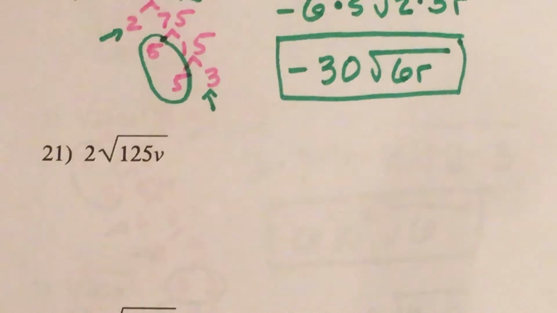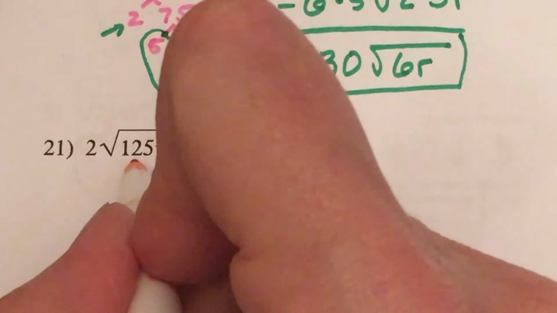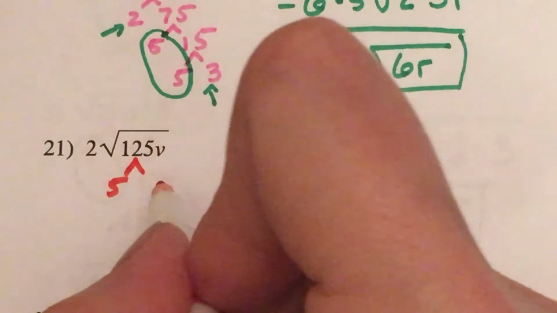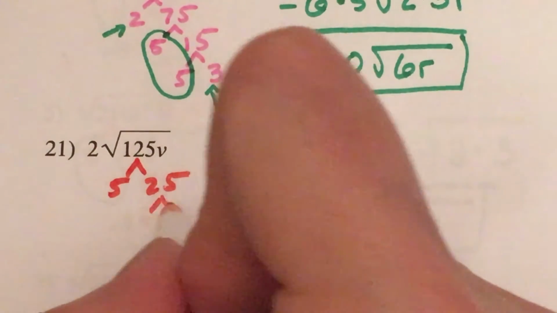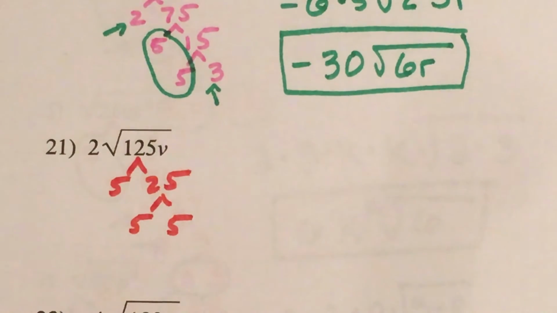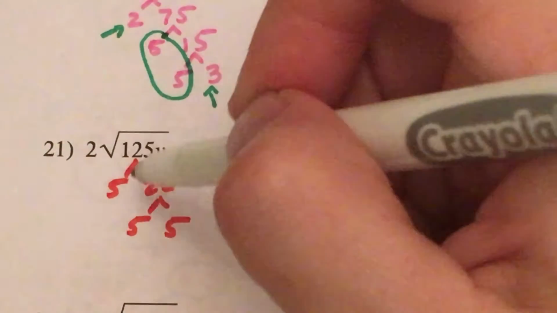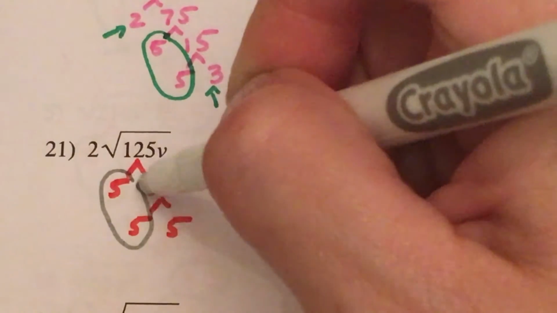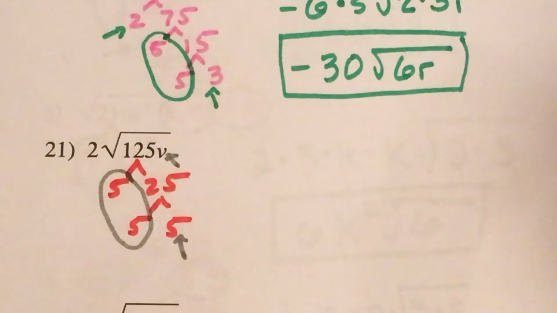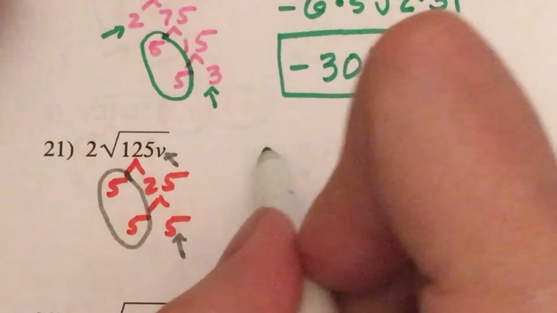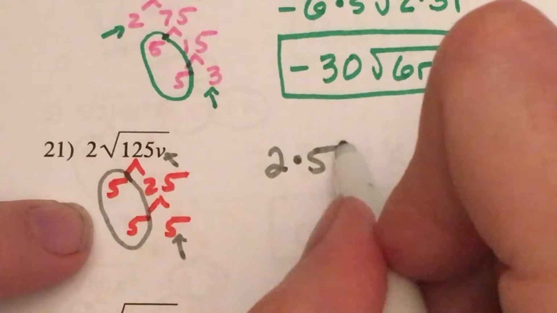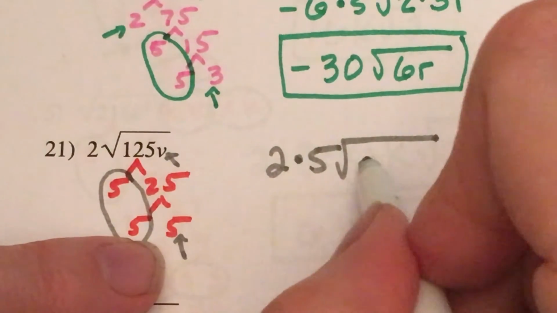Okay, let's strengthen this. Number 21. 125. We've already tackled 125. It's divisible by 5 and 25, which is 5 and 5, and I have a v. Bundle of 5s, leftover 5, leftover v. So I have my 2 that's in front times my bundle of 5s, square root of 5v.